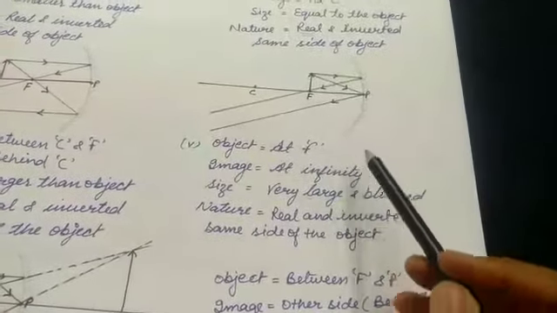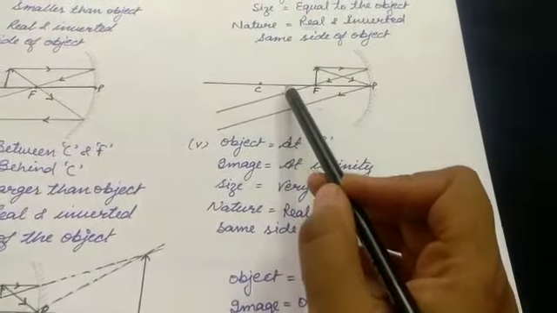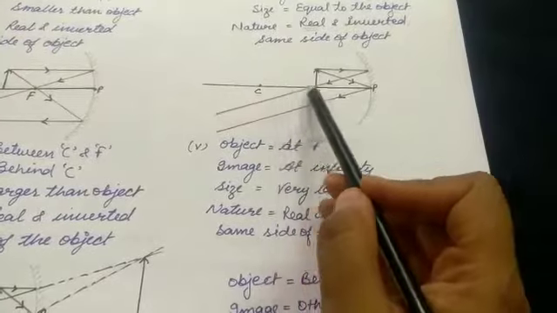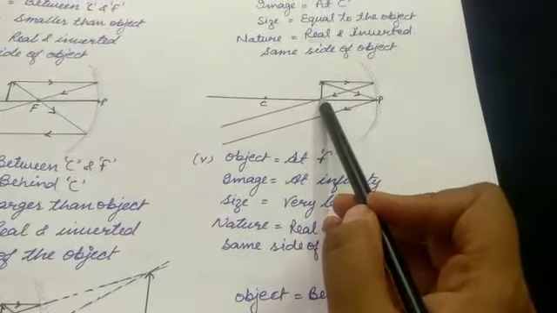Now the fifth case. So we have brought the object more closer. Now earlier it was between C and F, now it is at focus point. So we have kept the object at focus point.